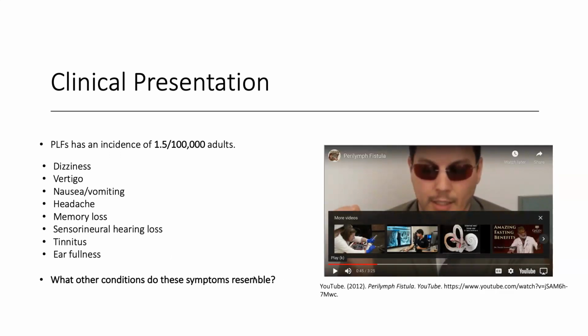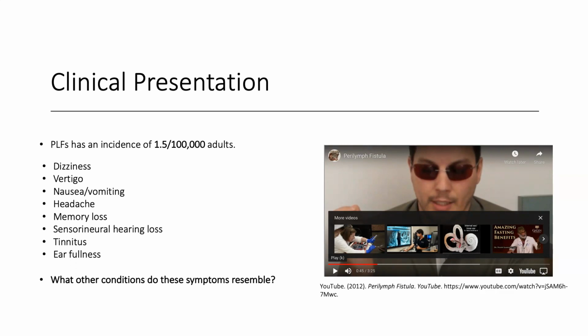Right, after watching this video, we can see that patients may experience a variety of symptoms such as dizziness, vertigo, nausea and vomiting, headache, memory loss, sudden or progressive hearing loss, tinnitus, and the feeling of fullness in the ear. So these symptoms may vary in severity from mild to incapacitating. In general, perilymphatic fistulas are a rare occurrence that happens about one in every 100,000 adults.